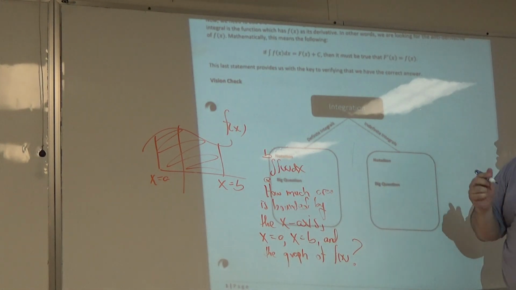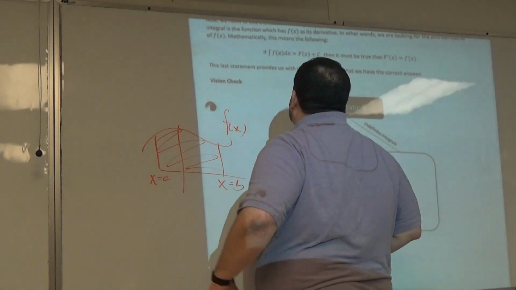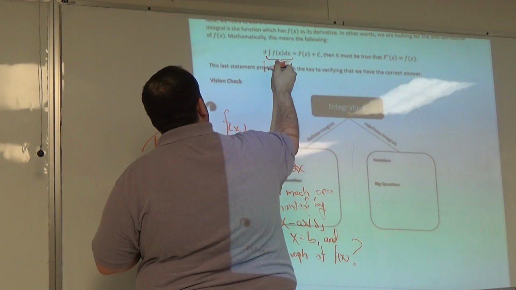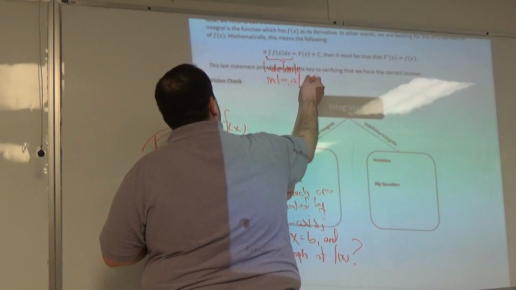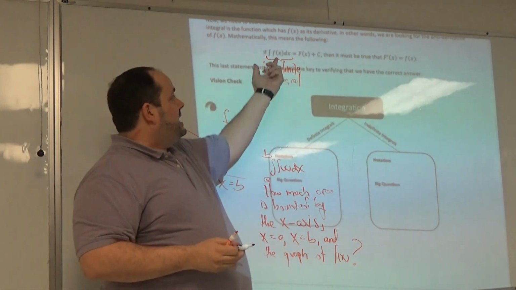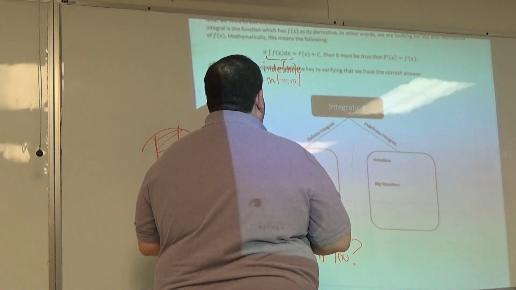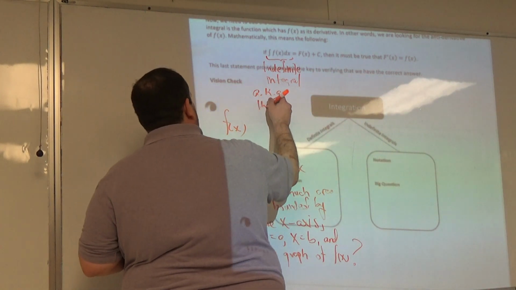Ranbir, keep going. In our toolbox of calculus concepts, the indefinite integral is a function which has f of x as its derivative. In other words, we are looking for the antiderivative of f of x. Mathematically, this means the following. How do we read this notation? This is the indefinite integral, and you know it's the indefinite integral because there are no limits of integration. So I'm going to say this is the indefinite integral of f of x with respect to x. Some people also know this by its street name, aka the antiderivative.